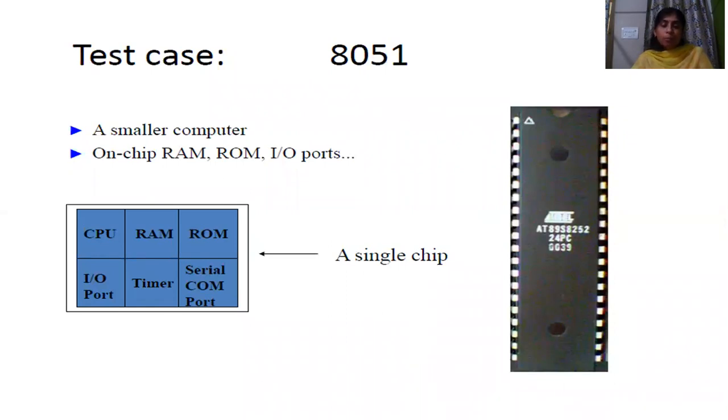But in the case of a microprocessor, the microprocessor is basically just a CPU, and all the remaining RAM, ROM, input-output, and timer are connected externally to this CPU. But here a single chip is there, and on the single chip all the components are embedded.